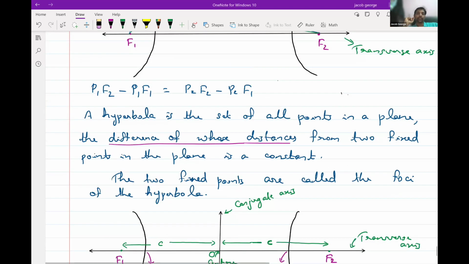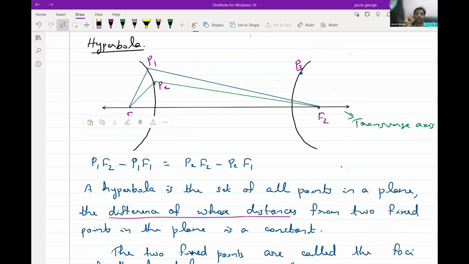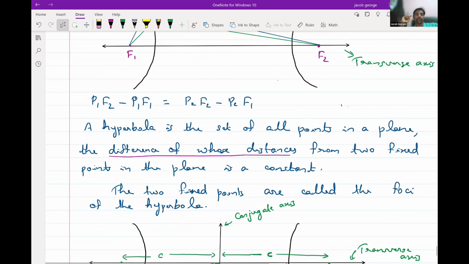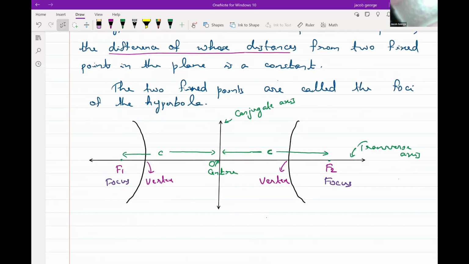Just before I explained, hyperbola is a set of all points in a plane whose difference of distances from two fixed points is a constant. These two fixed points are called the foci of the hyperbola. Okay. So you have marked this 2c, the distance between F1 and F2 is 2c.